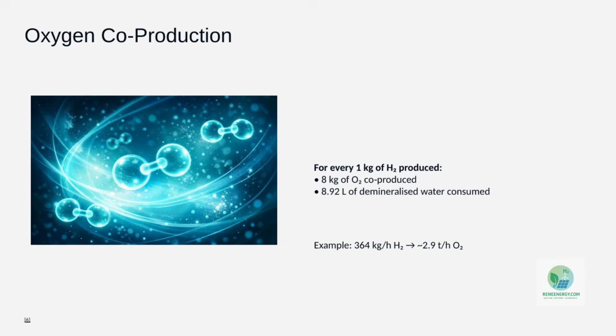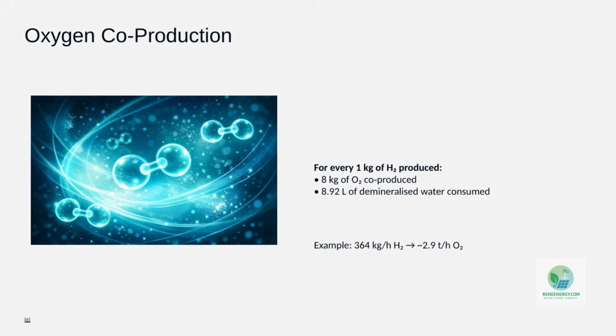An often overlooked aspect of hydrogen electrolysis is the stoichiometric co-production of oxygen. For every kilogram of hydrogen produced, approximately 8 kilograms of oxygen are simultaneously generated. This is a direct consequence of the water-splitting reaction, where one molecule of water yields one molecule of hydrogen and half a molecule of oxygen. Furthermore, the process consumes a significant amount of demineralized water. Specifically, about 8.92 liters of water are required to produce 1 kilogram of hydrogen.